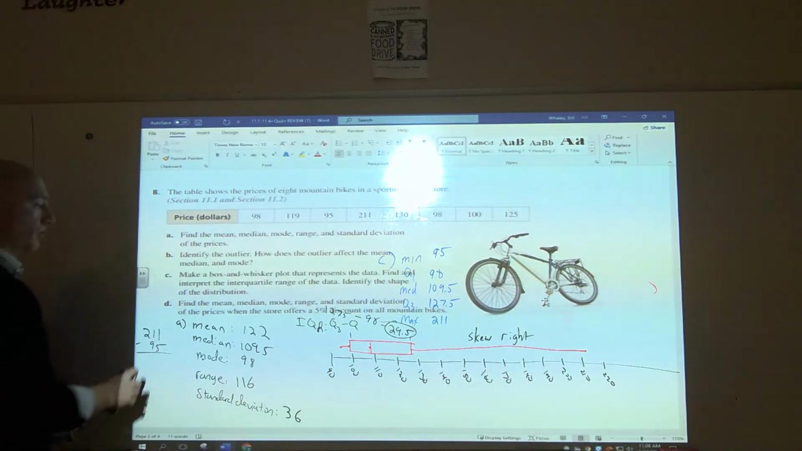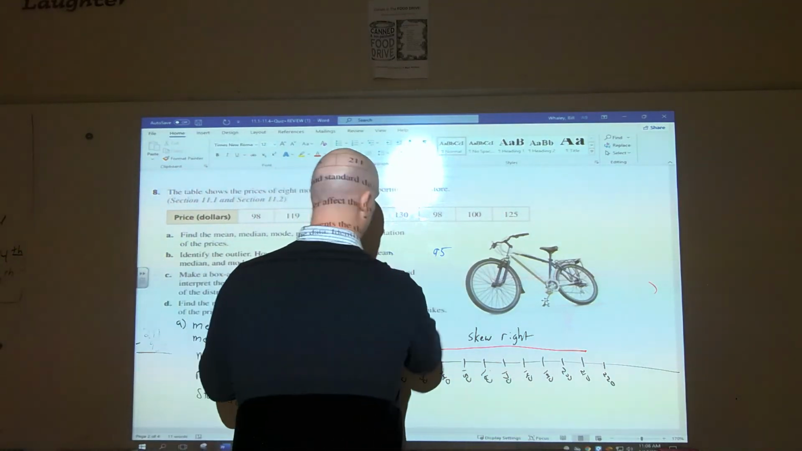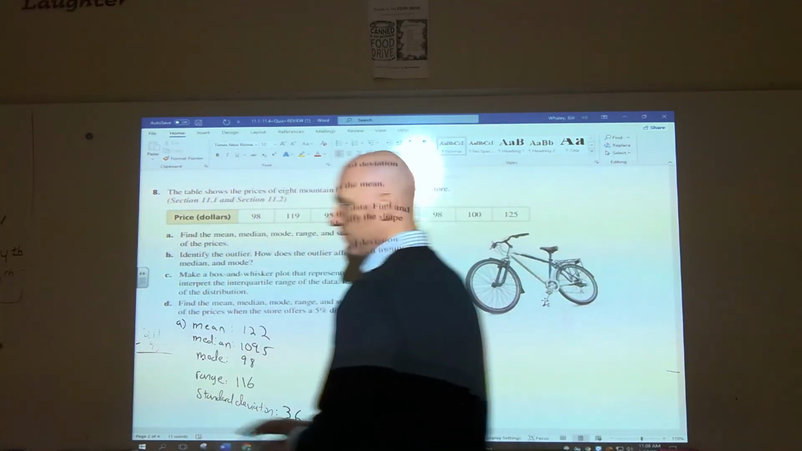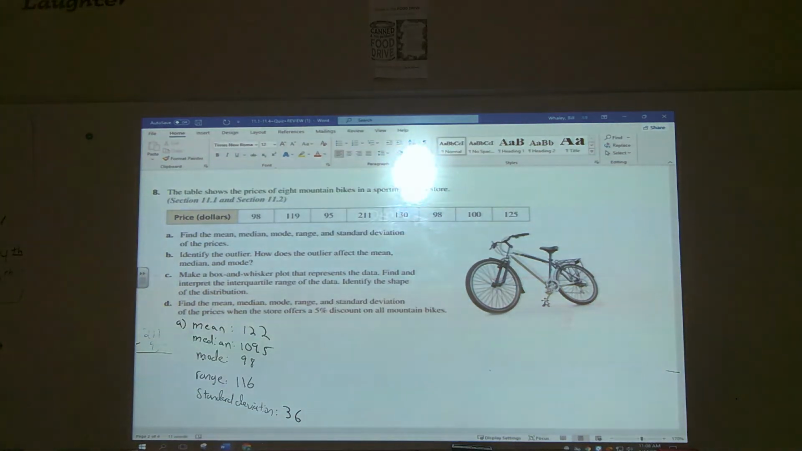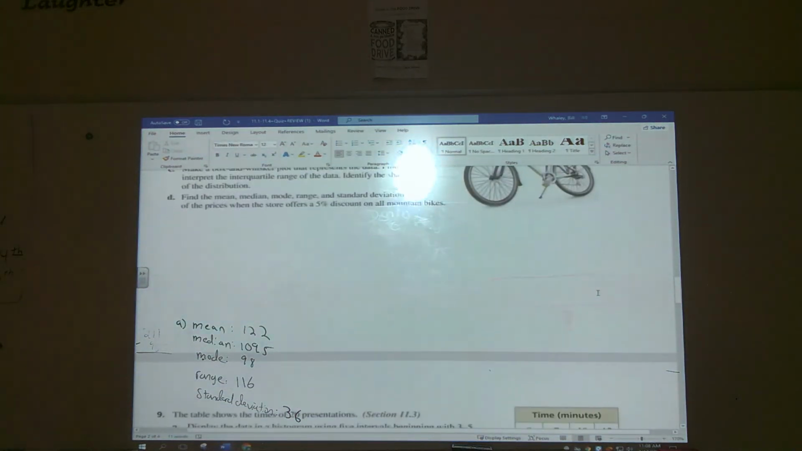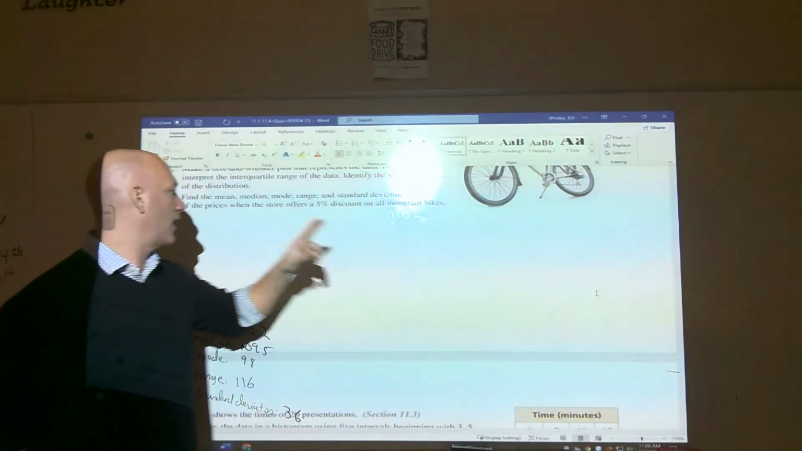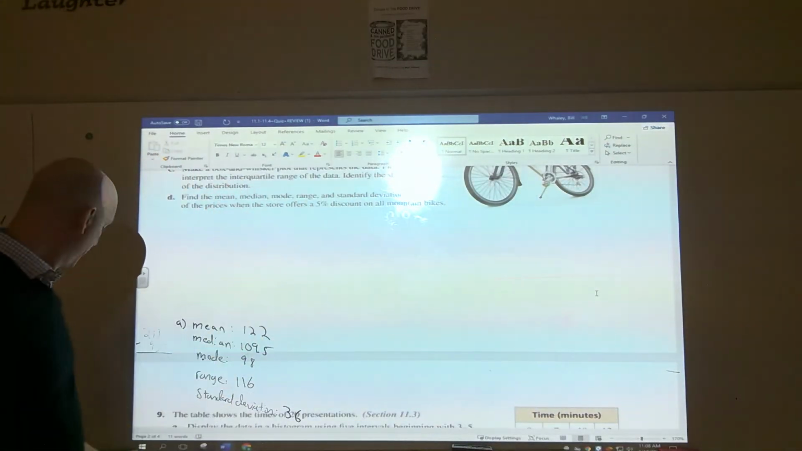Now let's go on to by far the hardest part of this, D. If you get everything except part D, you are looking to probably get at least a high C or a mid B, maybe a low B on the test. Now, find the mean, median, mode, range, and standard deviation of the prices when the store offers a 5% discount.